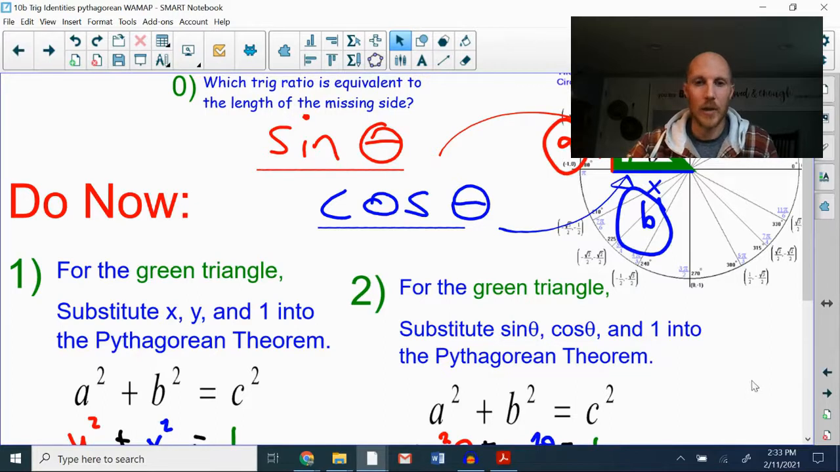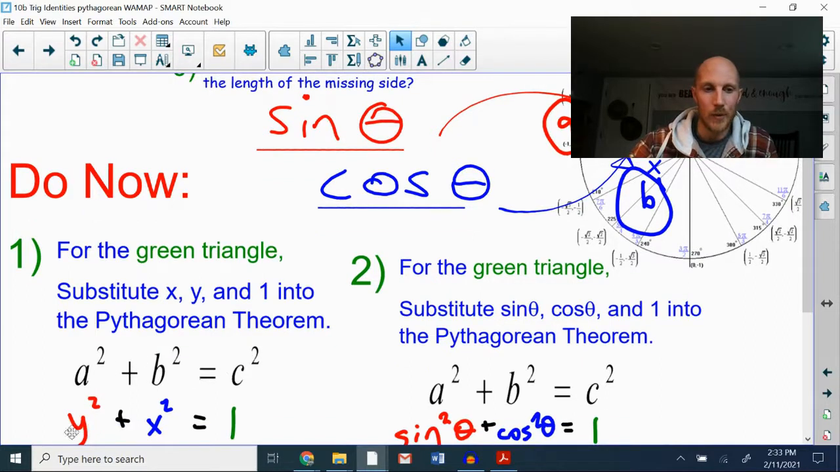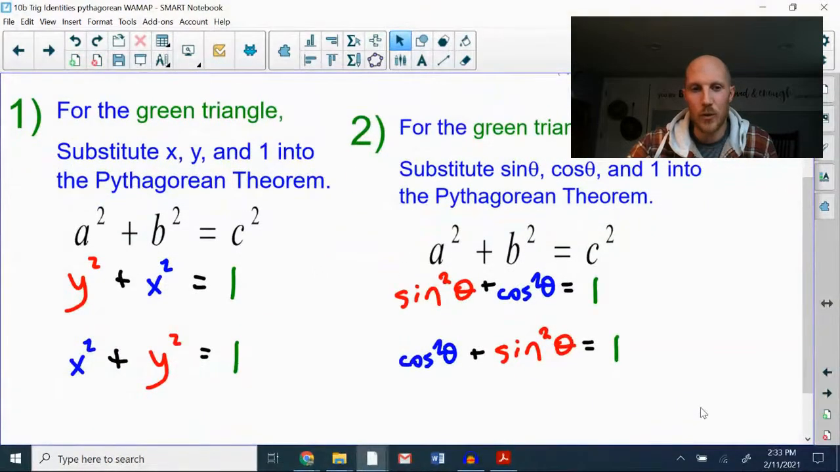All right, so I went ahead and made some substitutions. I'm going to call the red side A, the blue side B, and the green side 1. So for number 1, y squared plus x squared equals 1. And for number 2, in the same order, it goes sine squared of theta plus cosine squared of theta equals 1. Maybe you want to switch the order around for which side you call A and which side you call B. No big deal. Either way is correct. So I've written those down as well.